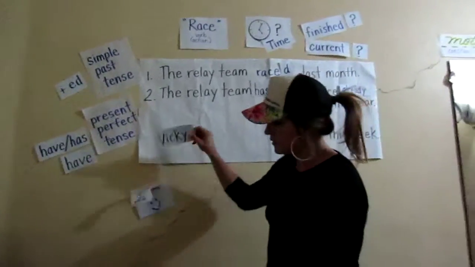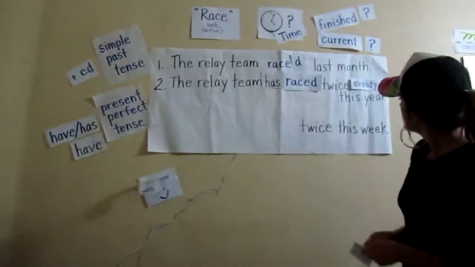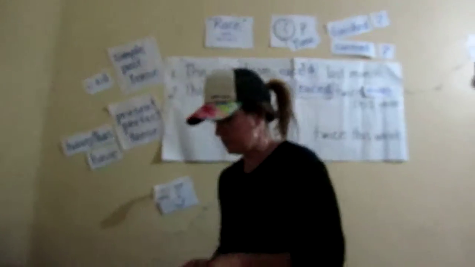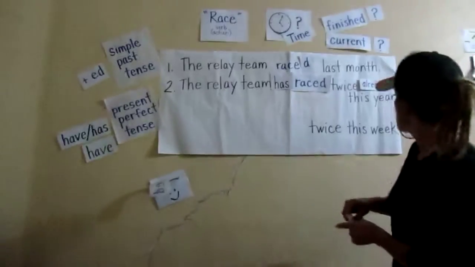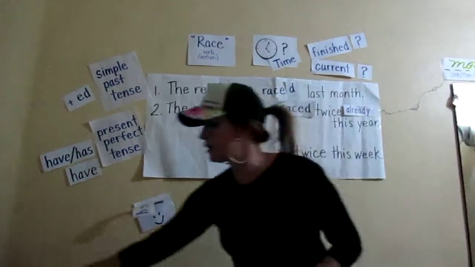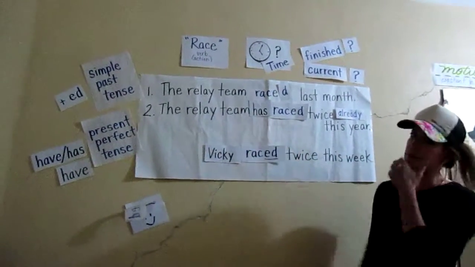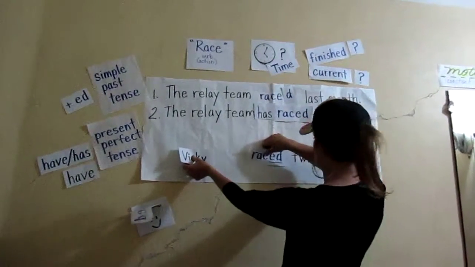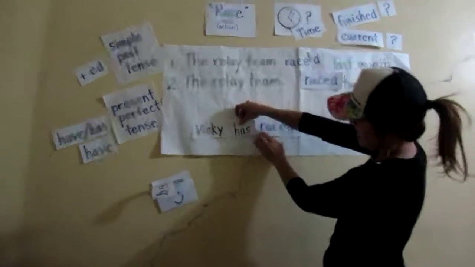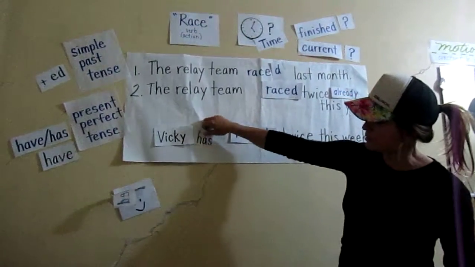We're going to try this again, just for practice. We said Vicky is a team member. Vicky raced twice this week. That would not be quite correct, right? Because this week is still going. So what we would want to say is Vicky has raced twice this week. That would be present perfect tense.